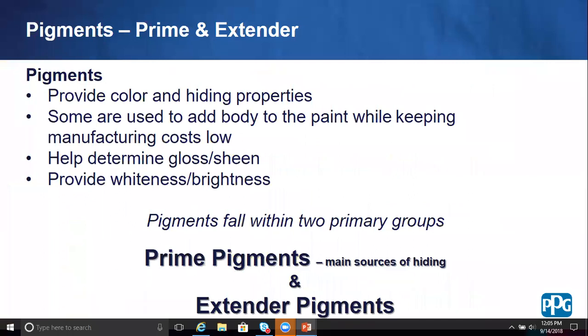So when we think about pigments, there's basically two types of pigments. You've got your main prime pigments, and then you've got extender pigments. Again, these things provide color and hiding properties. Some are used to add body to the paint while keeping manufacturing costs low. Pigments are basically flattening agents, so they also help determine the gloss or sheen levels of paint. And then titanium dioxide, which is a main prime pigment, provides whiteness and brightness. So again, pigments fall within these 2 categories: prime pigments, which are your main sources of hiding, and extender pigments.